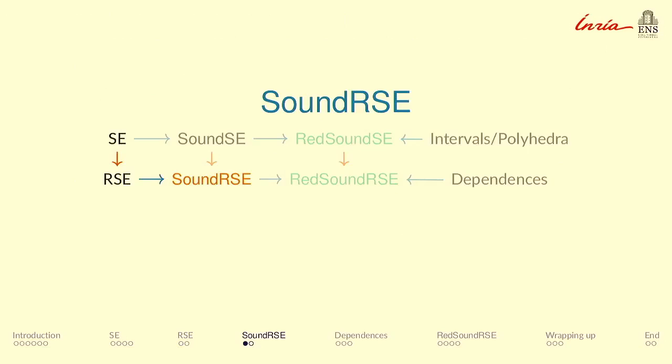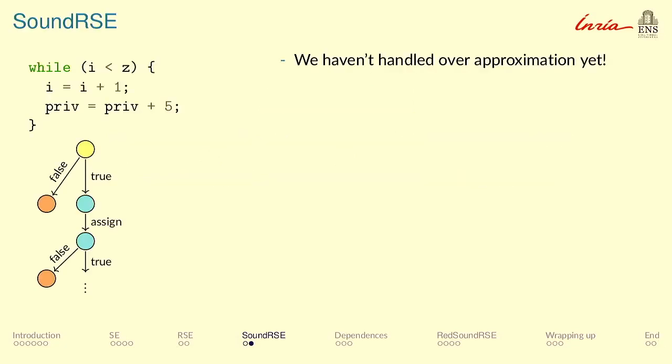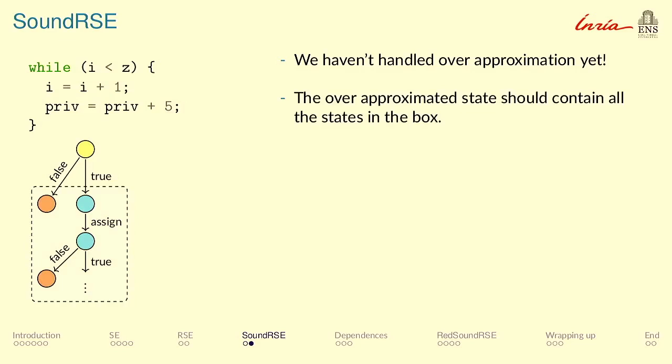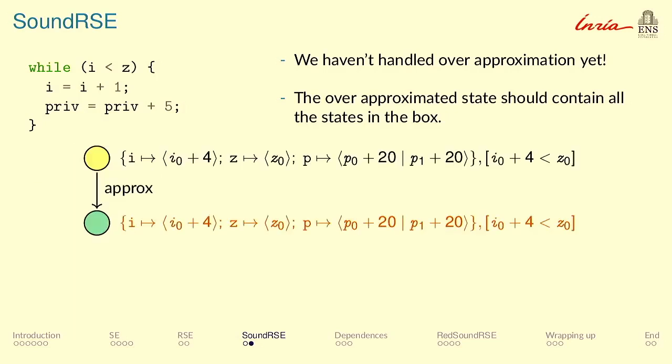This is all we need for now. So now we just want to go to the sound relational symbolic execution, where we can do an over approximation. We take the small box, and our goal now is to reach a new state that is going to contain all the states in the box, so a sound over approximation. I'll do this step by step. First we copy the state that we had previously. Then this is very simple: we calculate the set of modifiable variables in the loop. In this case it would be I and P because they're being assigned.